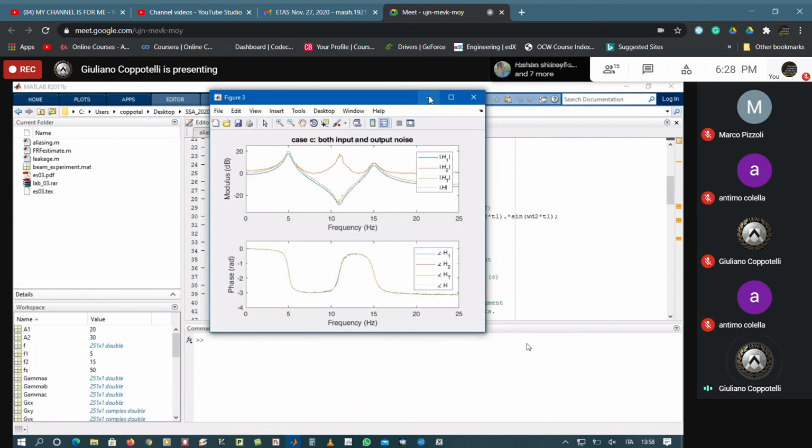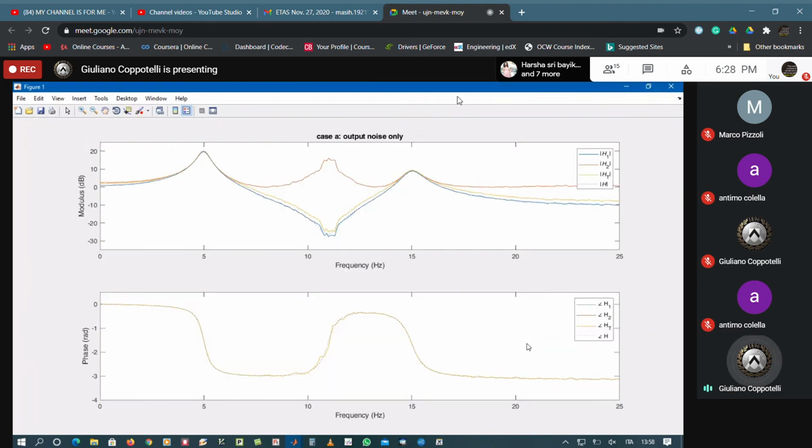Yes, here we are. So let me explain what we got. The first one is the case in which we are using the H1, H2, and HT estimators with noise at the output stage only. The dotted function is the ideal one, and we are reporting that in terms of amplitude and phase. There could be some optimal usage of H1 or H2 according to the different stage in which the noise is affecting your analysis. So this is case A, in which we have output noise only.